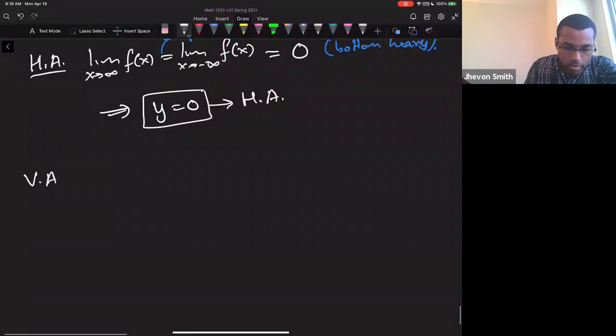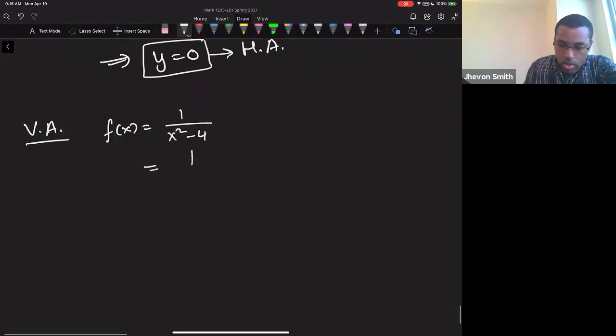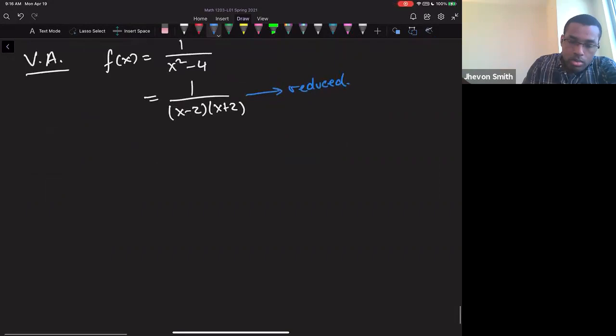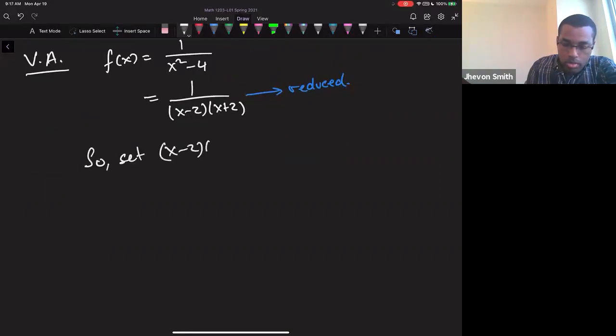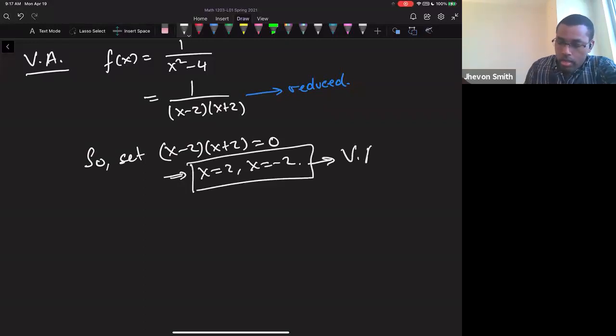Moving on to the VA, you would have, well, f of x equals 1 over x squared minus 4, which is 1 over x minus 2 times x plus 2. And it is reduced already. Can't really do anything. So you would set the denominator equals 0. This means x can be 2 or x can be minus 2. And these are both VAs.